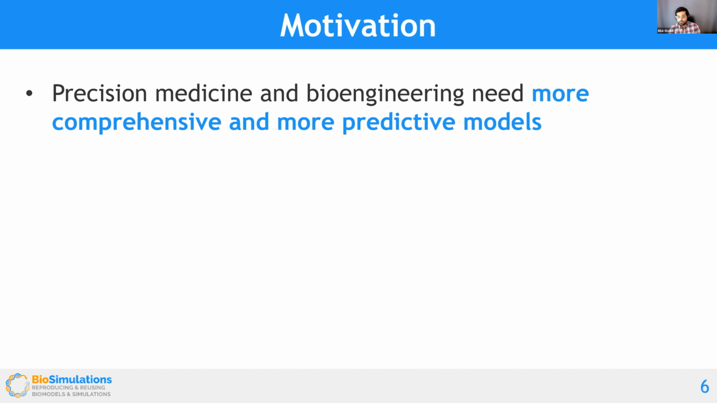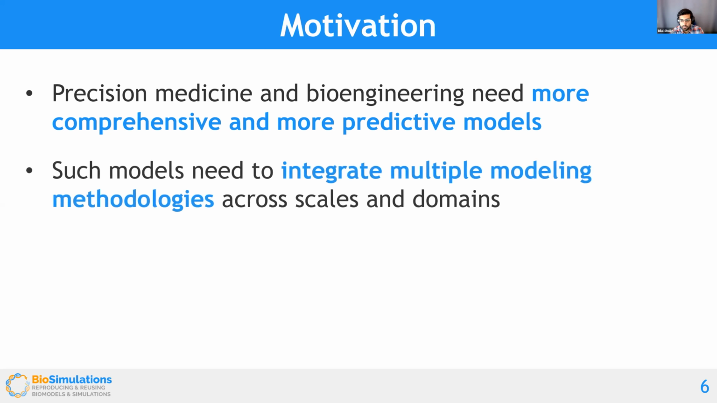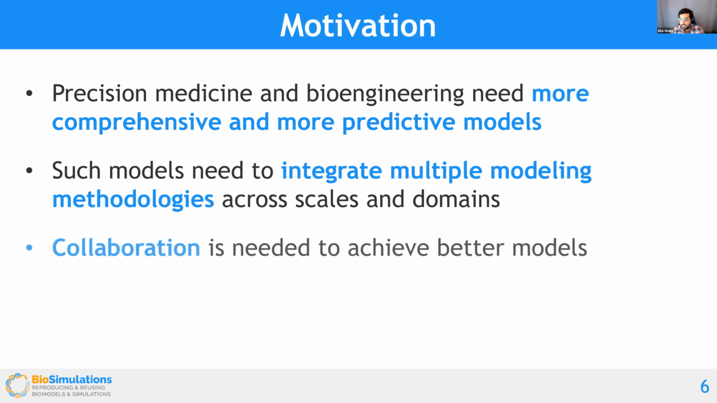So the rapid growth of technology and the explosion of the biological data that's available has led to really large advances in systems biology and fields like precision medicine and bioengineering. However, further advancements in these fields will require larger, more comprehensive and more predictive models. These sorts of models will need to integrate multiple modeling methodologies and frameworks across scales and domains, and there's going to be a lot of collaboration needed between different multidisciplinary teams.